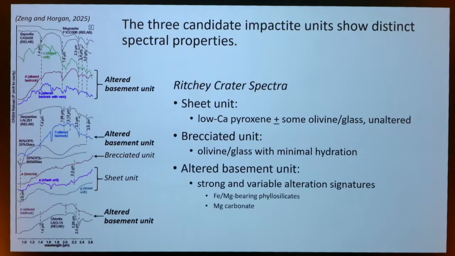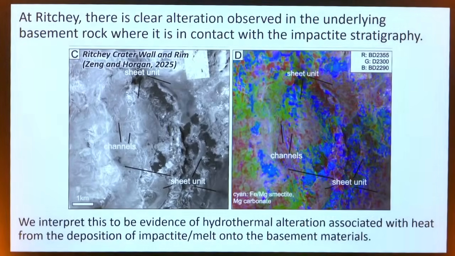And then lastly, we have the altered basement unit. Lingqi has several examples of spectra taken from the altered basement unit here, and we observe strong and variable alteration signatures. We have some potential Fe-Mg bearing phyllosilicates, but we also have spectral bands that may be representative of Mg carbonates as well. So at Ritchie, there's clear alteration observed in the underlying basement rock where it's in contact with the impactite stratigraphy.